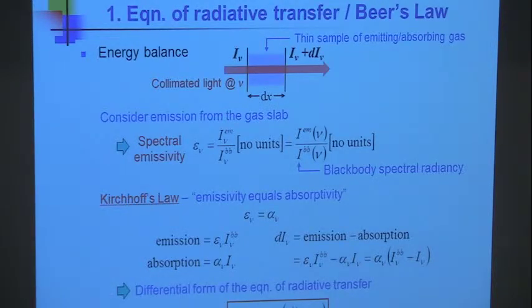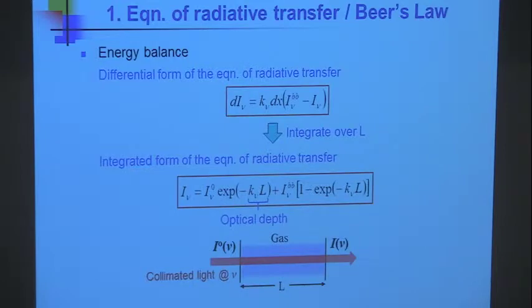This is called the differential form of the equation of radiative transfer, which says dI is k dx, because k has units per unit length, times this difference quantity. That's called the differential form of the equation of radiative transfer. We haven't said anything yet about the type of spectra these are. We don't care. This is just a general expression. So that's the differential form.